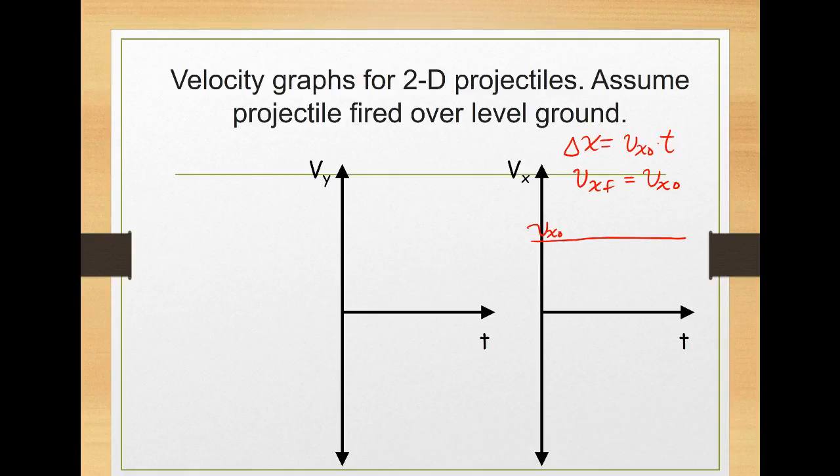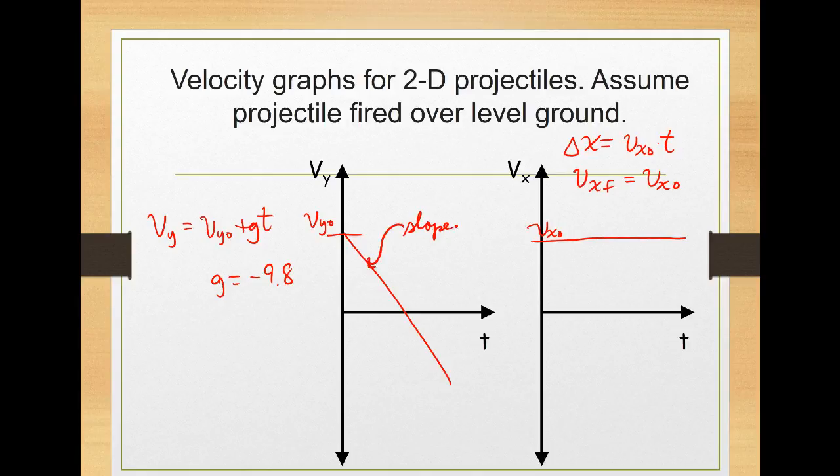Okay, Vy, on the other hand, will have a starting value of Vy naught, but Vy is going to be equal to Vy naught plus gt. But remember, again, g is negative 9.8. So this is going to decrease with a slope of negative 9.8. And we should also note that this point right here, this is where Vy is equal to 0, which is at the top of the path. Okay, top of the path.